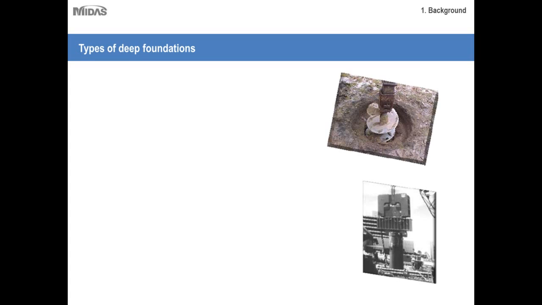Then let's see what the different types of deep foundations are. Based on material, we have steel pile, concrete pile, and timber pile. As we all know, the most commonly used piles are concrete piles, and the reason for using concrete piles is that they are stronger than timber and cheaper than steel.